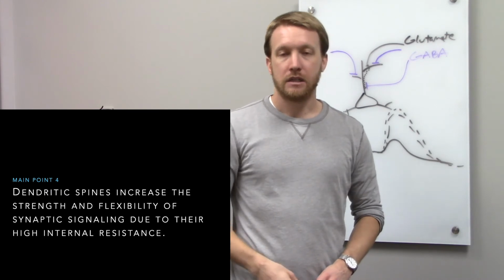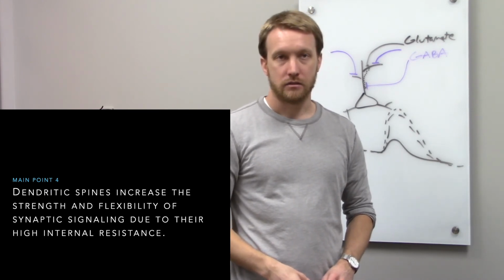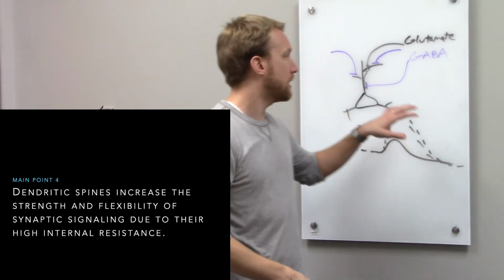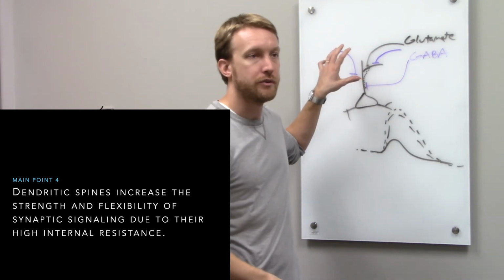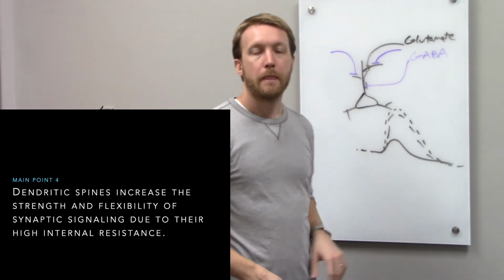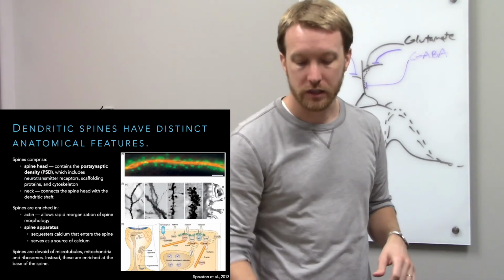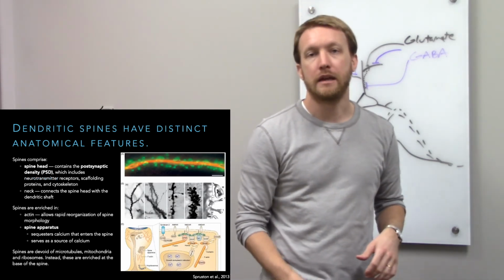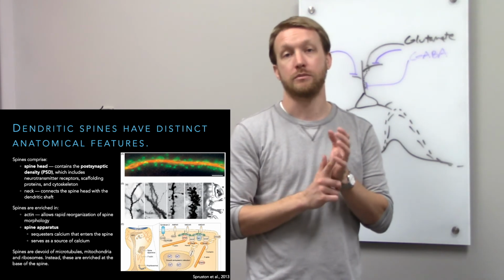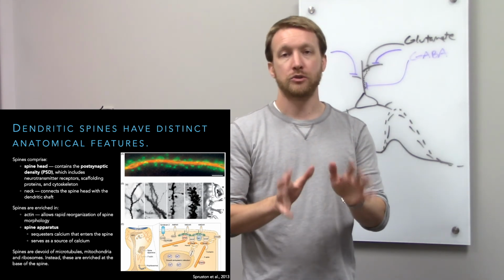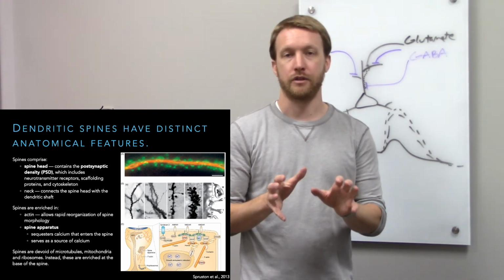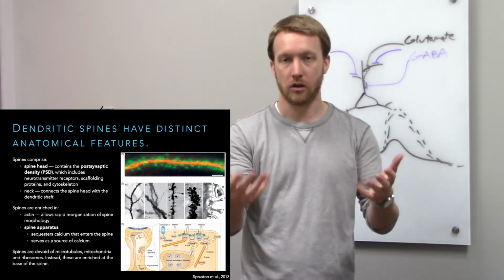And the last thing that we need to talk about are dendritic spines. So right now we've just kind of thought about input onto dendritic branches, but some dendrites have little spiny protrusions called dendritic spines that are going to make stronger and more flexible synapses. Now almost always these are going to be excitatory, but they're not always. Notice I said almost always.